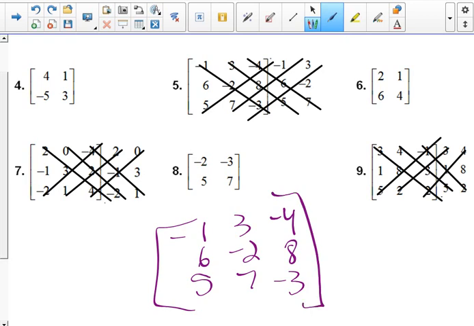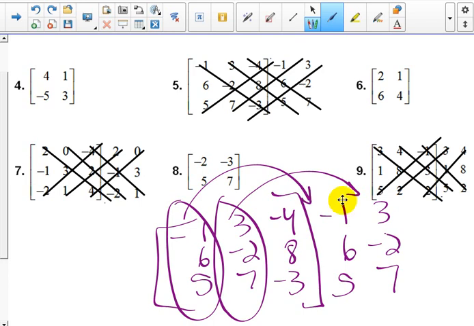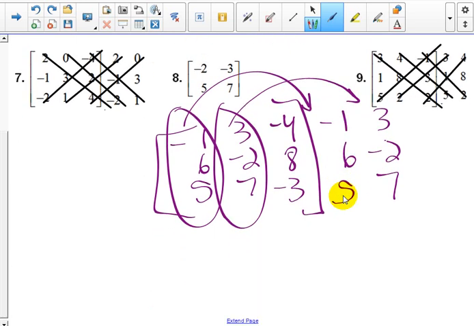Okay, so to do a determinant on a 3 by 3 matrix, you're going to copy the first 2 columns again at the end of the row, or end of the column. So do the first column, negative 1, 6, 5, and now copy the next one, 3, negative 2, 7. You see that? So I just copied these first 2 columns and put them right there. Now we can calculate our determinant.